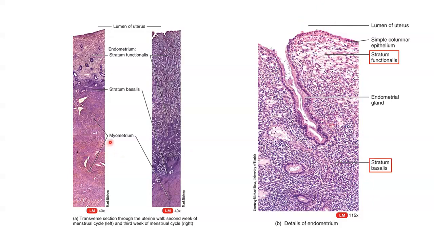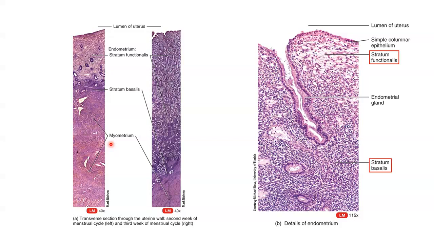Now, the middle layer is our myometrium. Remember, myo means muscle. It consists of 3 layers of smooth muscle fibres. The thicker middle layer is circular. The inner and the outer layers are longitudinal and oblique. During labour and childbirth, it's the coordinated contractions of the myometrium in response to the oxytocin that helps expel the fetus from the uterus.